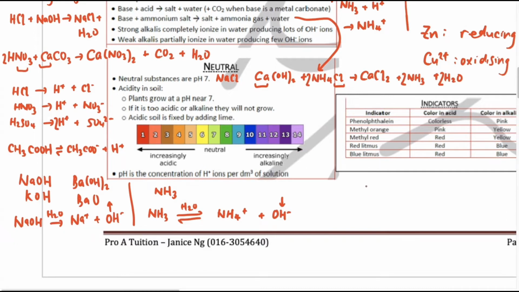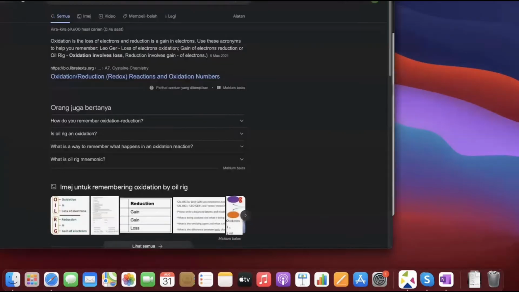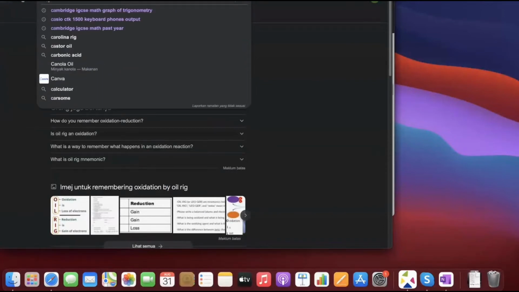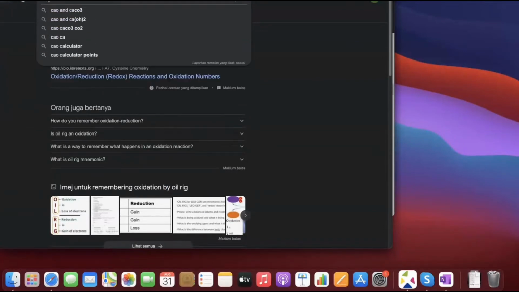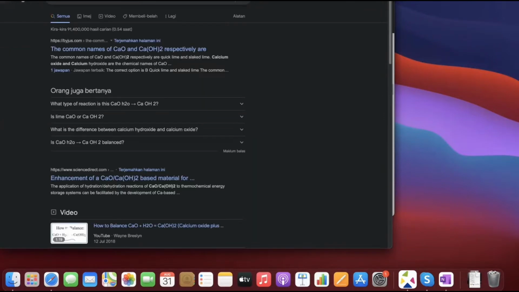The lime here is not the lime which is the orange kind of lime. The lime here is calcium oxide, calcium hydroxide. Okay, so you see some information about lime here. I let you look at the internet to take a quick look. Calcium oxide and calcium hydroxide. The common names of calcium oxide and calcium hydroxide respectively are quicklime and slaked lime. Okay, so they are lime.